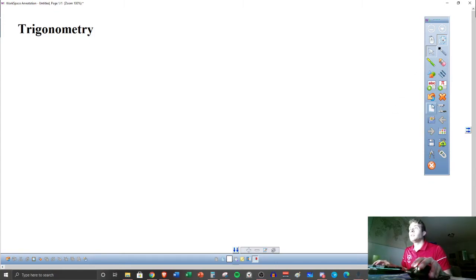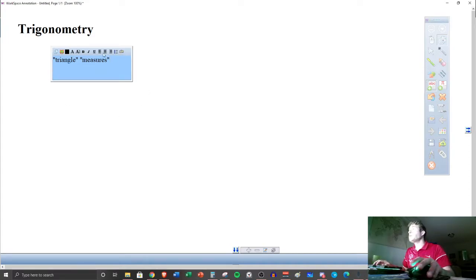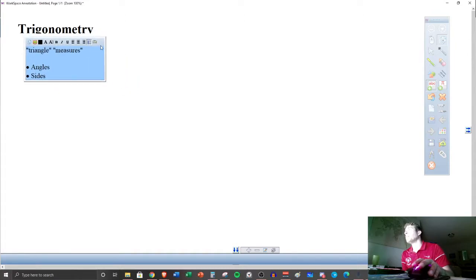Okay, so when we think about trigonometry, what is trigonometry? Well, let's define what it is. Trigonometry is the study of, or just working with, triangle measures. That's the breakdown of the word. Okay, so what measures are we specifically interested in? Well, there are only 2 types of measures. You have angles, and you have sides. That's really what trigonometry is all about.